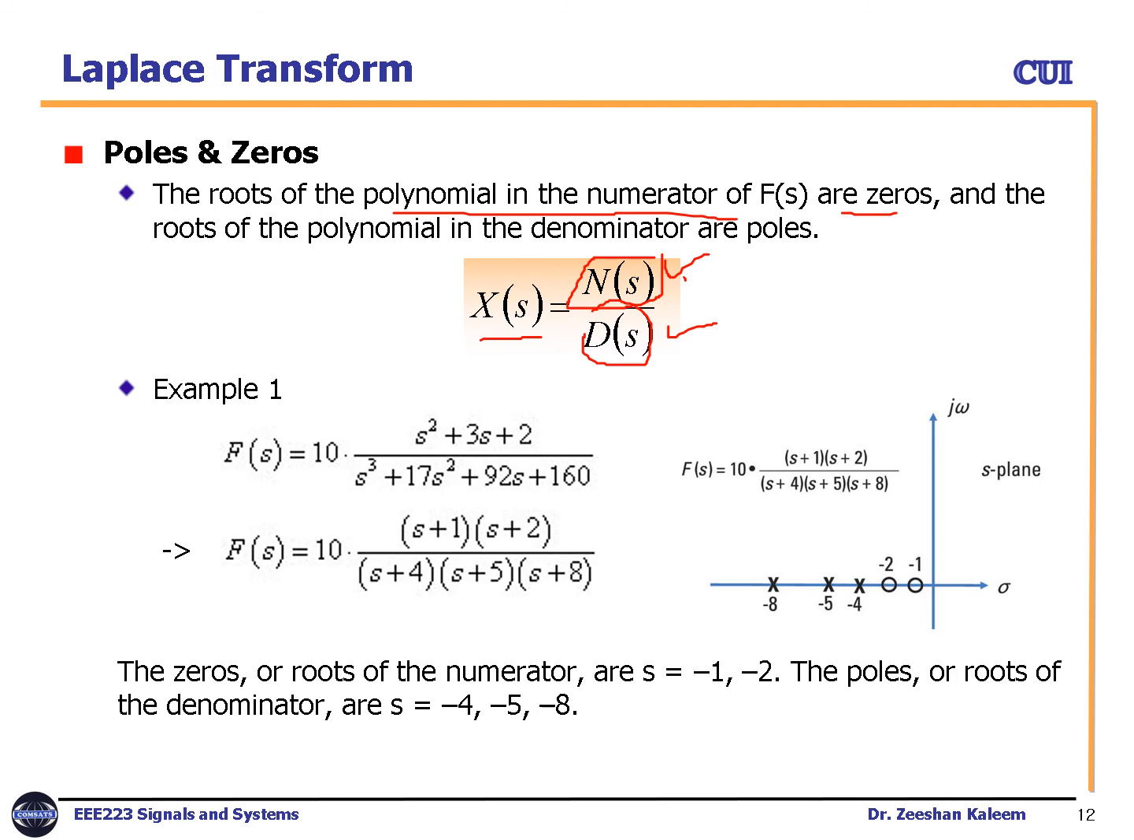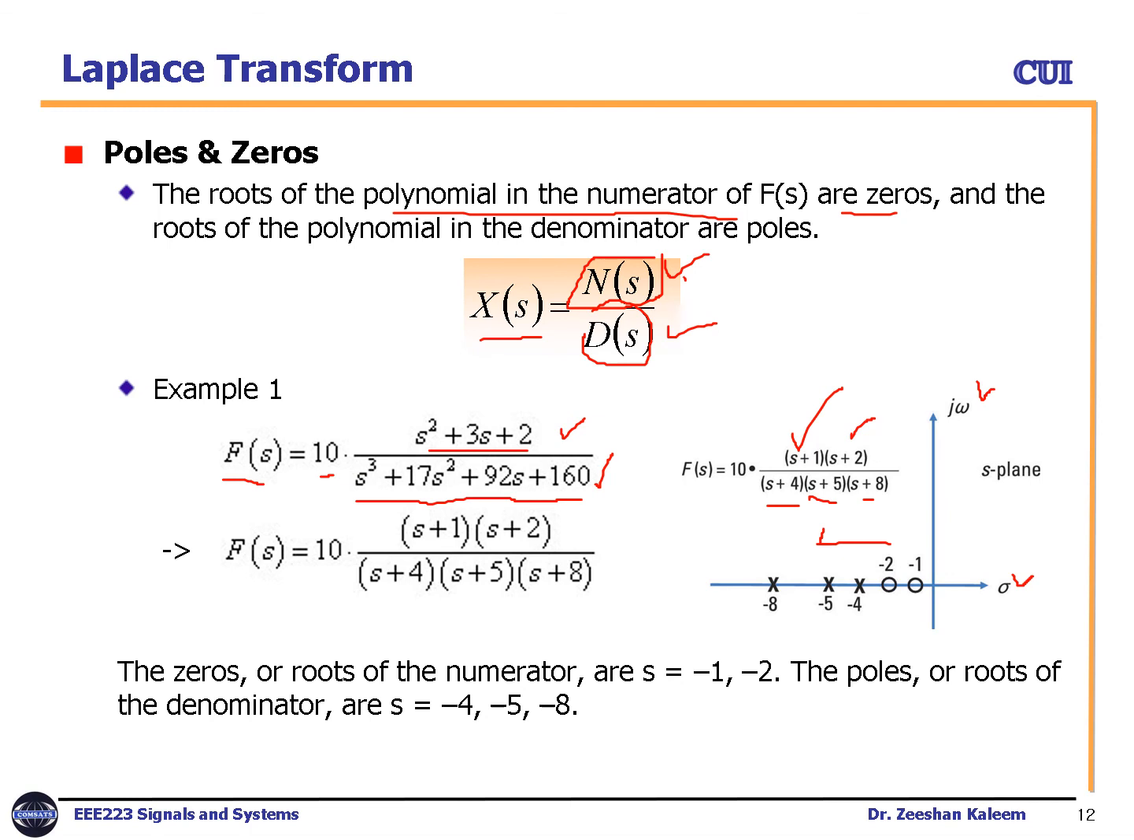Let's see how it looks. For example, F of s is the transform of 10 s square plus 3s plus 2 over s cube plus 17 s square plus this one. So this is the numerator, this is the denominator. We can write the numerator separately as (s plus 1)(s plus 2), and we can simplify the denominator in this way: s plus 4, s plus 5, s plus 8. Now let's plot them in the s plane. The s plane means j omega, the complex axis, and the real axis. So s plus 1 means s is equal to minus 1, and s plus 2 means s is equal to minus 2. So this is the negative axis, right? Negative.